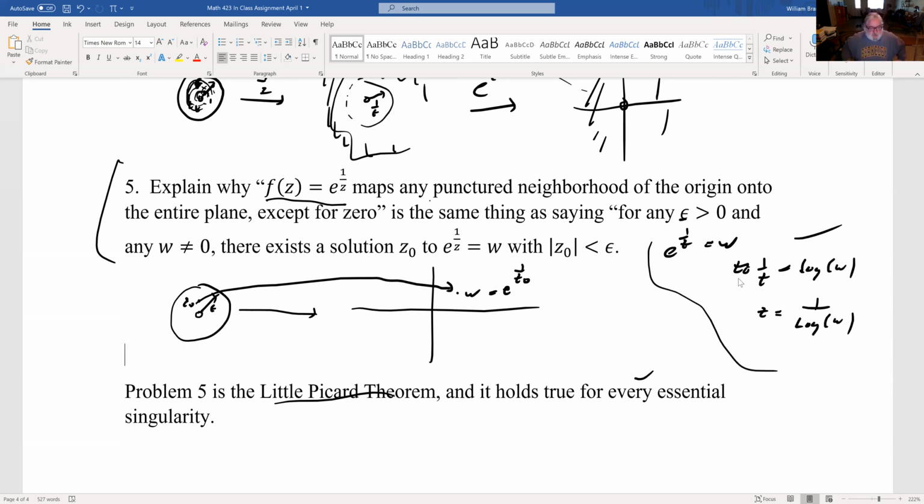E to the z is easy. E to the 1 over z is easy because we know the mapping properties. But this statement, if you replace the e to the 1 over z with a function that has an essential singularity, is also true. So essential singularities are kind of weird things.